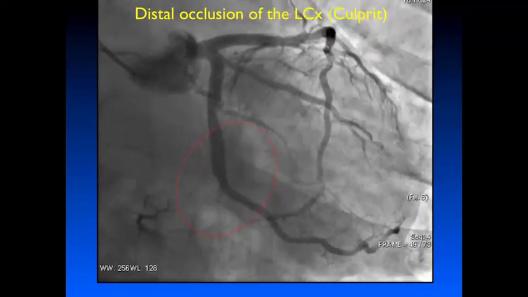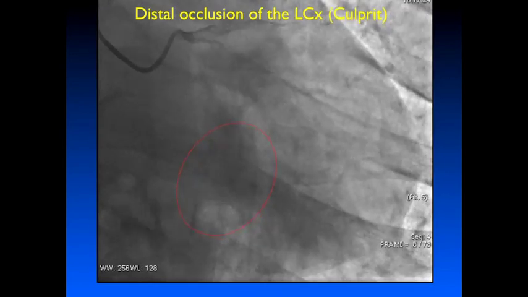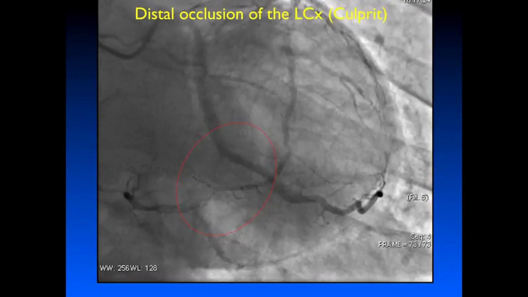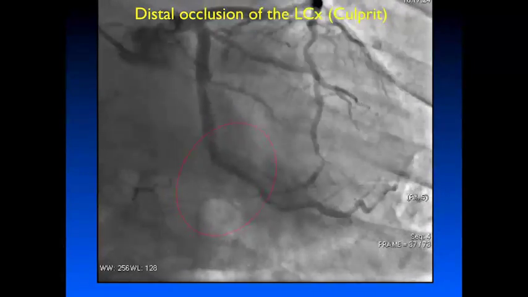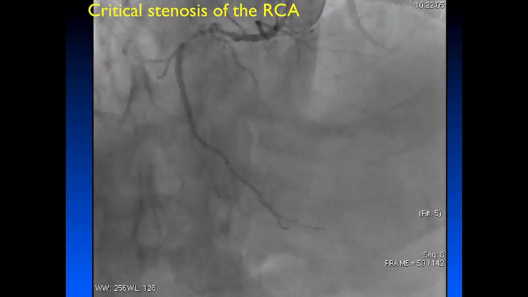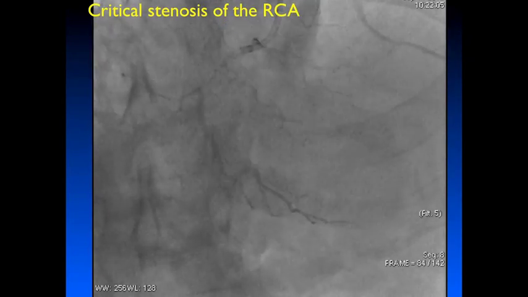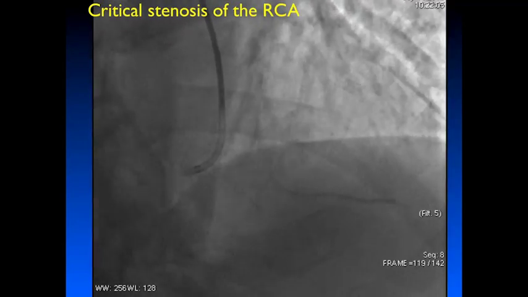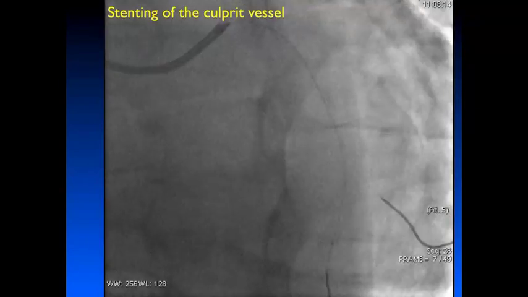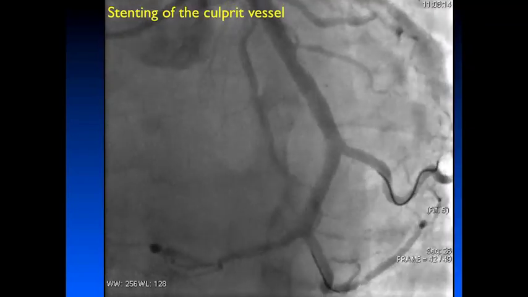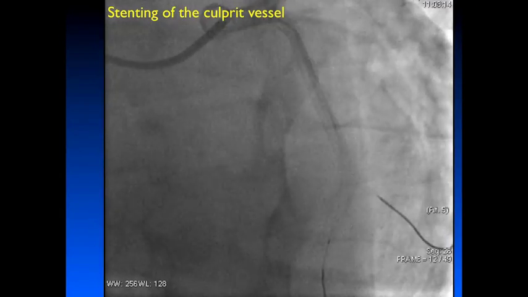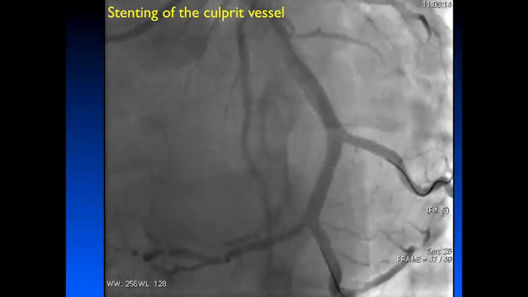Here in this video you can see a total circumflex artery occlusion that was selected as the culprit lesion in this particular patient. A critical stenosis of the right coronary artery was also documented. The culprit vessel was treated with the deployment of a drug-eluting stent with an excellent final result.